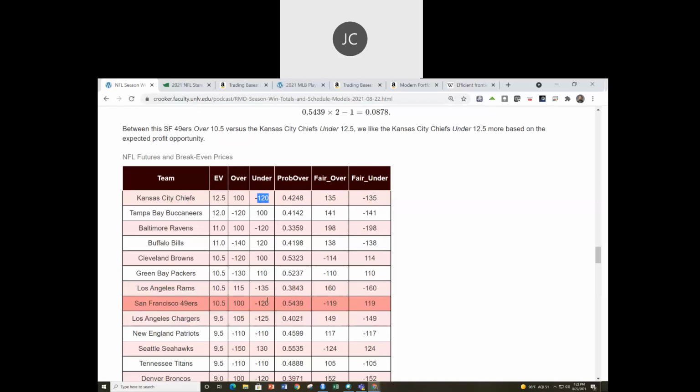I highlighted the 49ers above, and that's because we do actually like the over 10 and a half for the 49ers. Again, the Westgate is pricing the over 10 and a half wins for San Francisco at plus 100. According to our analysis, the 49ers will win more than 10 and a half games 54.39% of the time. So we would be willing to risk up to 119 to win 100, and the market only requires that we risk 100. So that looks good to us.